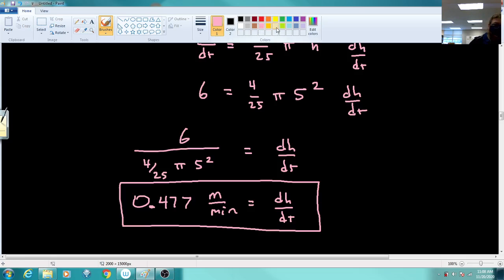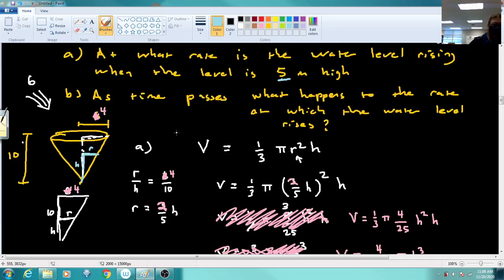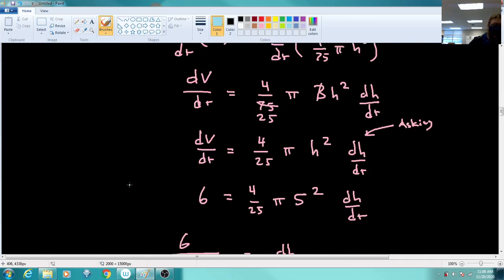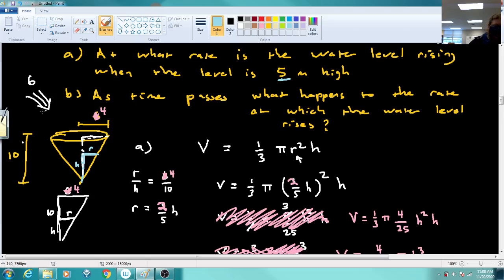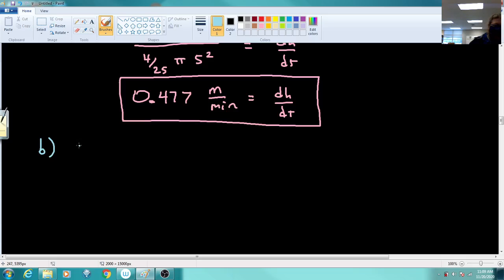Part B on this wanted us to go through and say, as time passes, what happens to the rate at which the water level rises? Well, that rate's going to decrease because as the volume goes in, the tank radius increases. So as the height increases, the radius increases, which means when you add that volume of water, it's going to be able to spread out more, because there's a wider radius, so the height will go up at a slower rate.